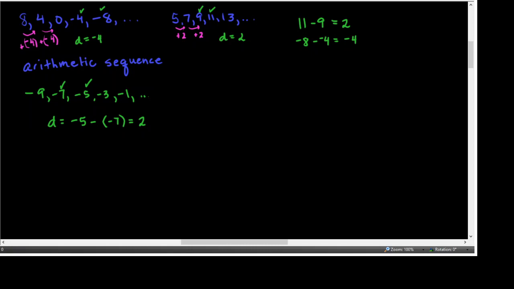Let's say, for example, I had chosen -1 and -3. The common difference should be -1 minus the one right before it, -3. And -1 minus -3 is the same thing as -1 plus 3, which of course is 2. So any pair of these that you pick and take the one behind minus the one before it will give you a common difference for that sequence.